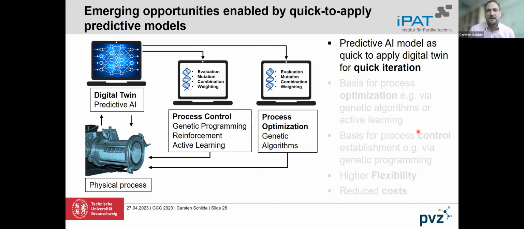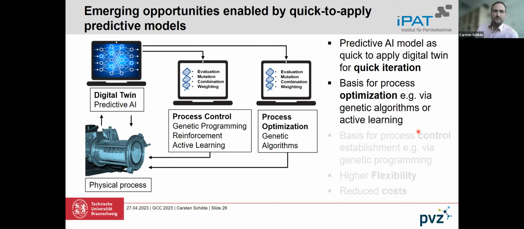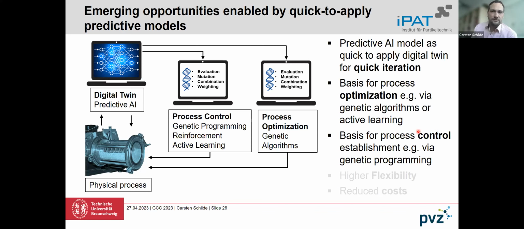However, apart from that, that's just how we were thinking about using and combining numerical modeling in the past. And now we can think about what's the future and how to deal with it, and how to bring AI models more into play, especially, for example, for process optimization, or to derive models for process control, and to be more flexible or to reduce the cost using AI models.